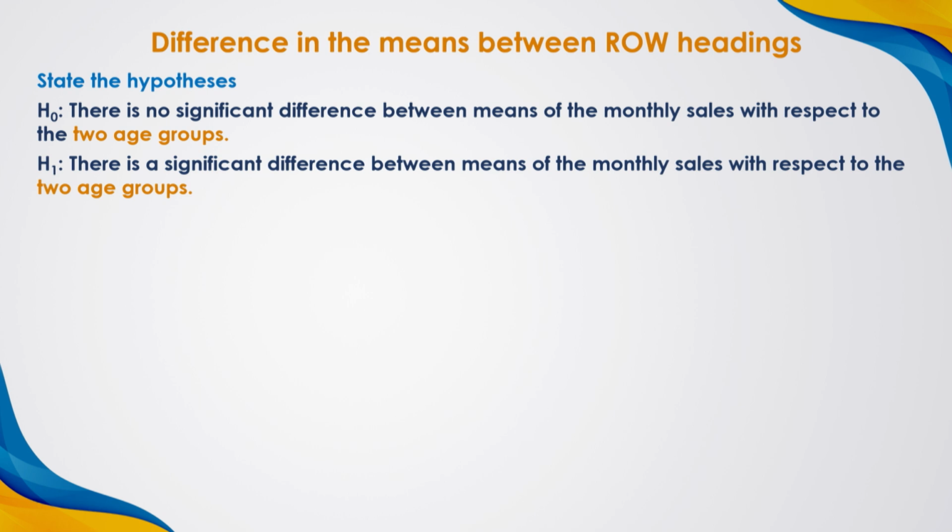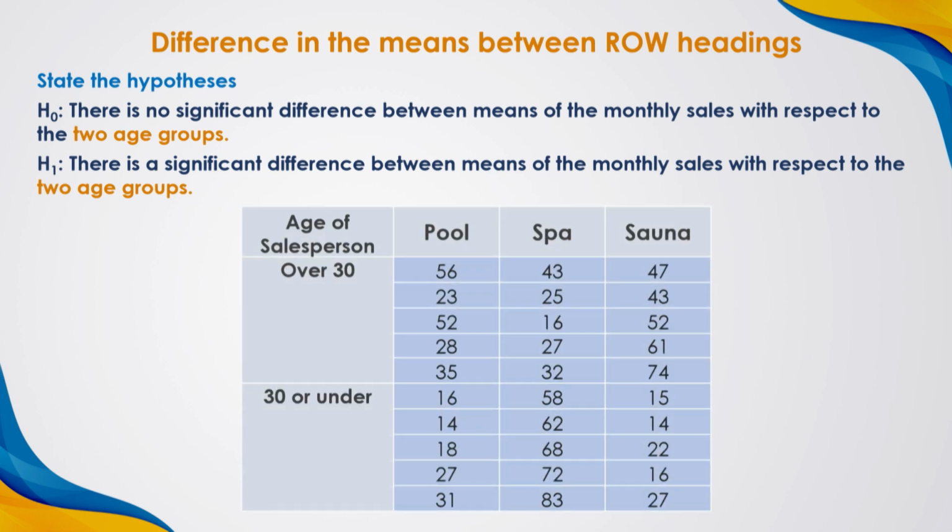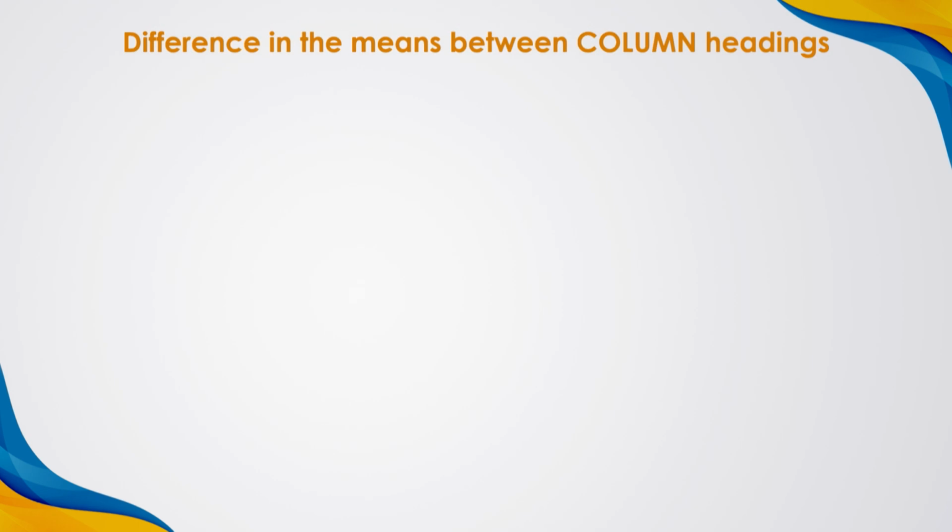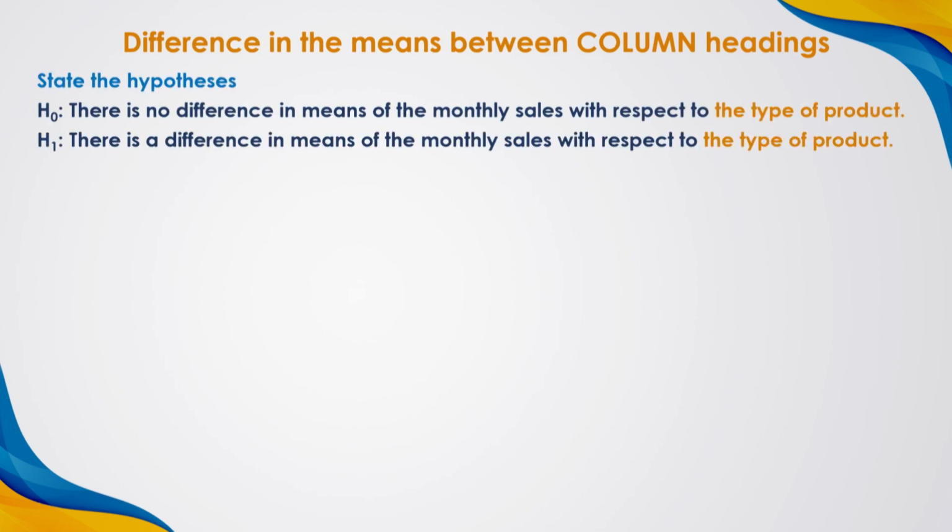So, if you observe this data, the comparison is whether there is any difference between the row headings. Now, coming to the next item, the column headings, you want to verify whether there is any significant difference. The null hypothesis is that there is no significant difference between the means of monthly sales with respect to the type of the product.